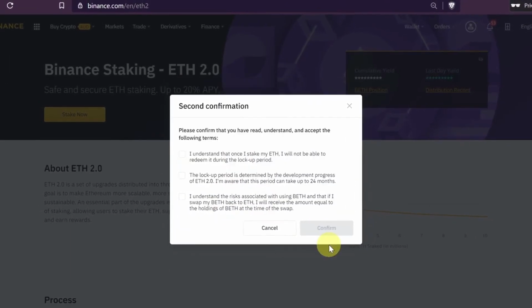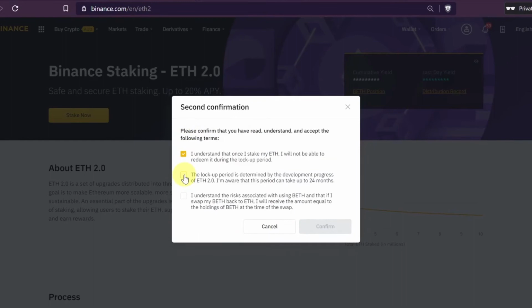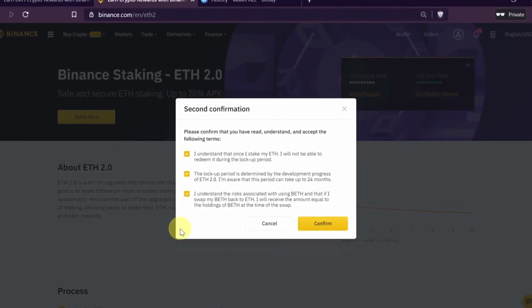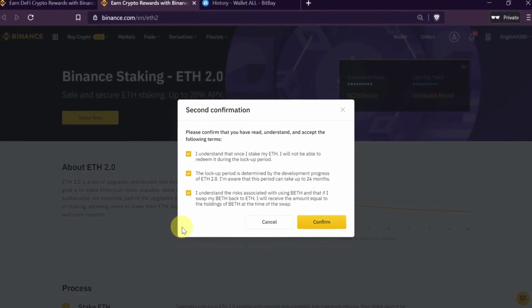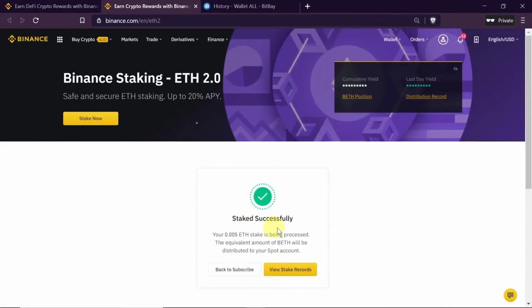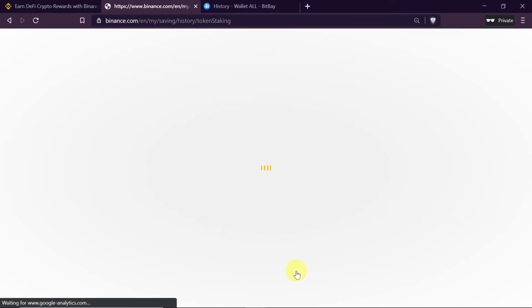You can click confirm, and then you need to tick those boxes that you understand the risks, that you understand that your Ethereum will be locked for 24 months and you won't be able to redeem it earlier. Once you get all of this checked, you click confirm, and now as we can see, staking was successful and we just staked 0.005 Ethereum, for example. If you want to see how much Ethereum you earned or how much Ethereum you are staking, you can click over here on view stake records.